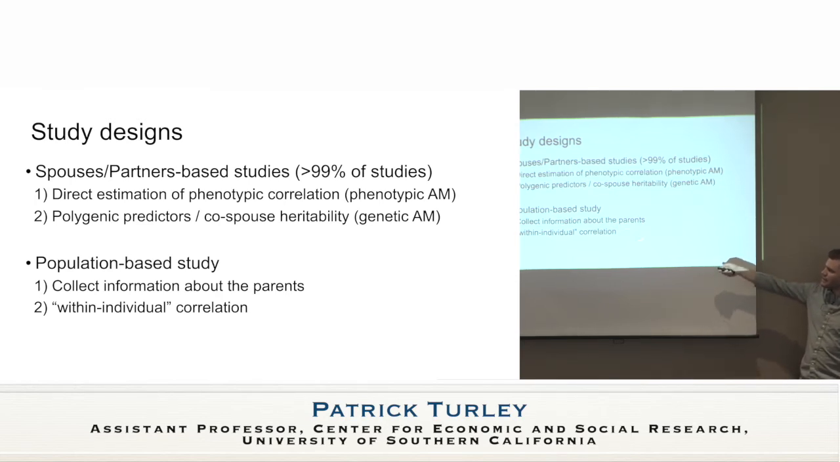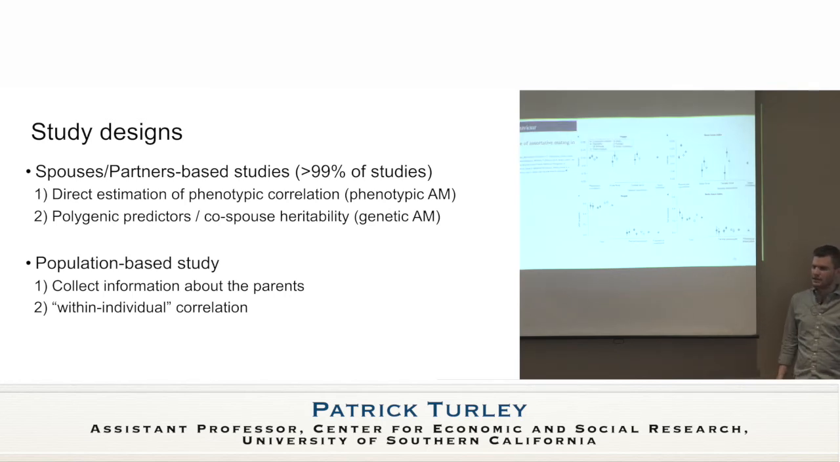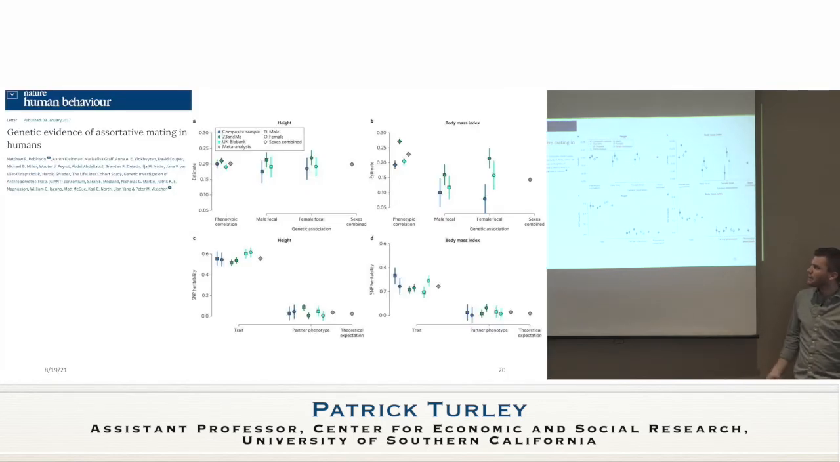There are methods that have been developed, though, to infer how much assortative mating must have existed just by looking at the genes within an individual. So we're going to go through two methods. Three, I guess. I'm not going to talk much about this one.